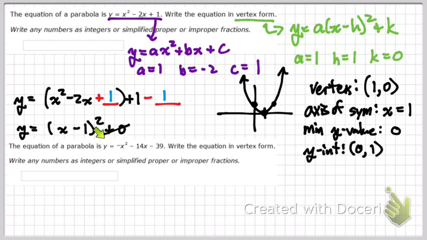On the next video, I'm going to show you guys how to do this one. And this one's different because it has a negative in front of the x squared. Instead of having a positive one, it has a negative one.